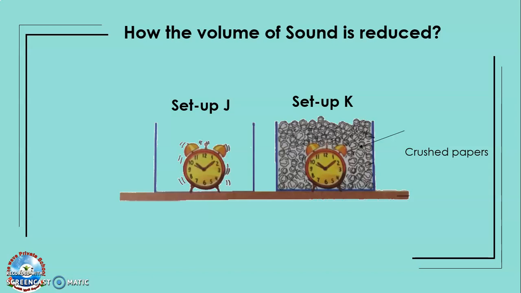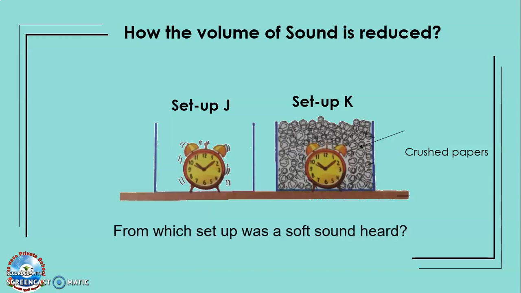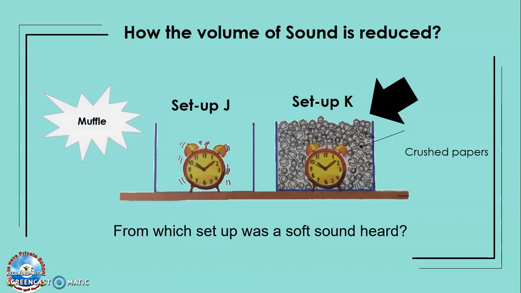The question, from which setup was a soft sound heard? Excellent, setup K, because of the crushed papers. Muffle the sound, right? New vocabulary, note down, okay? So, finally, volume decreases. Everything clear? So, these are about the properties of sound.